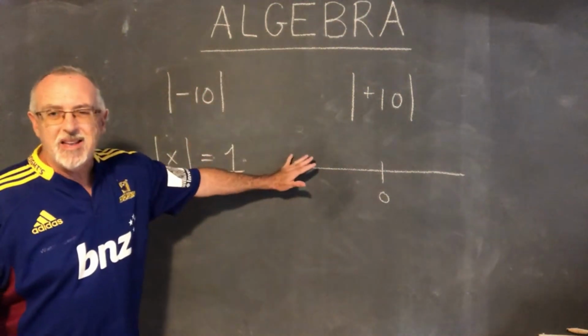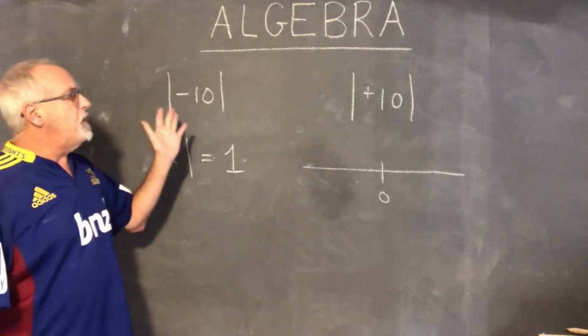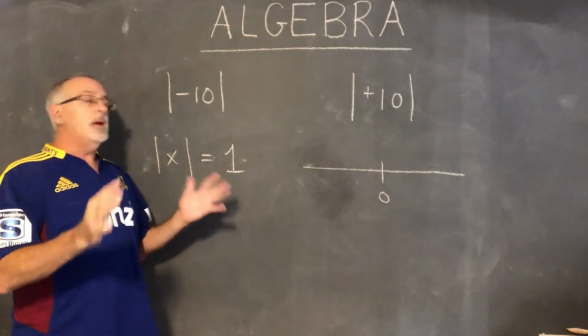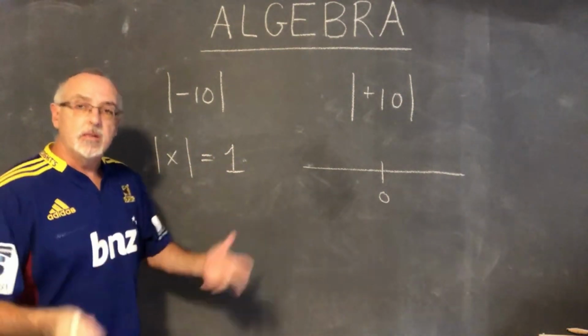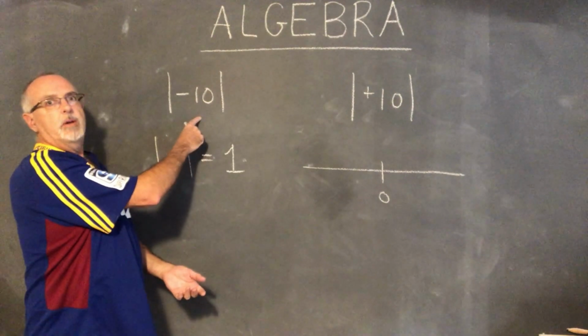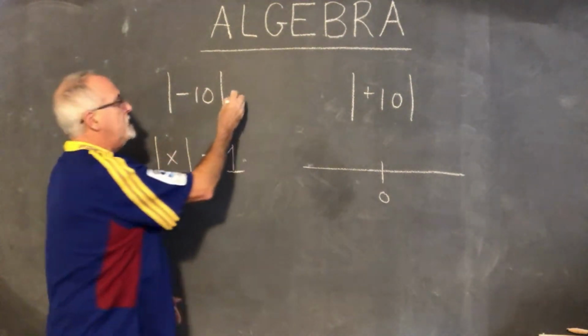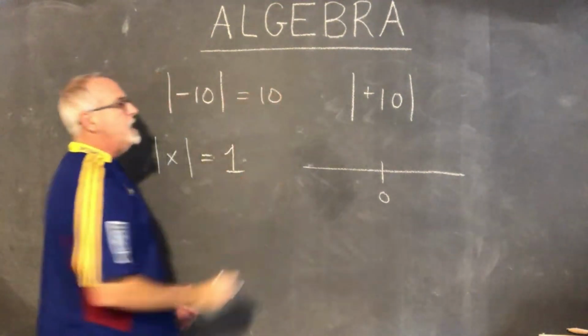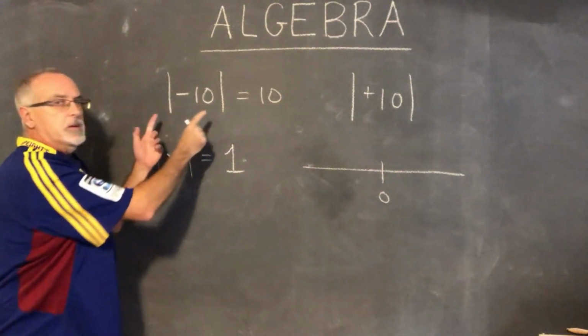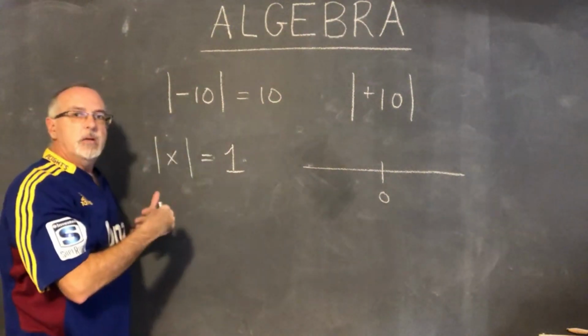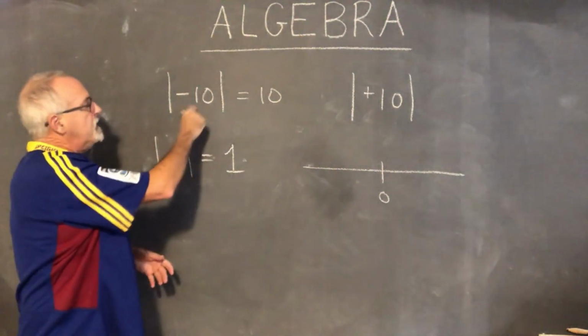Let's get into the math. The math is why we're all here. I want to do some review to start with. It's always a good idea to review some of the things we covered last time. So absolute value. The absolute value of negative 10 is equal to 10. The absolute value bars force whatever is inside to become positive. If it's negative, it becomes positive.